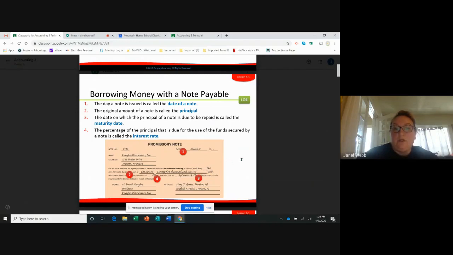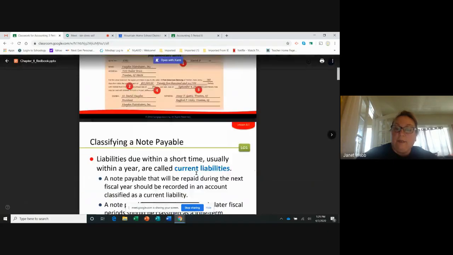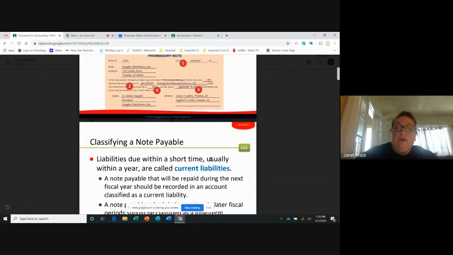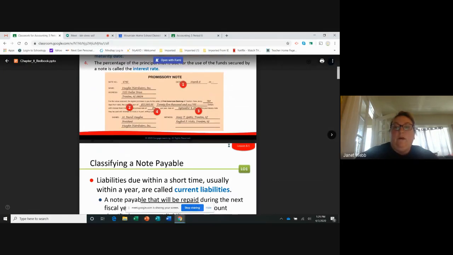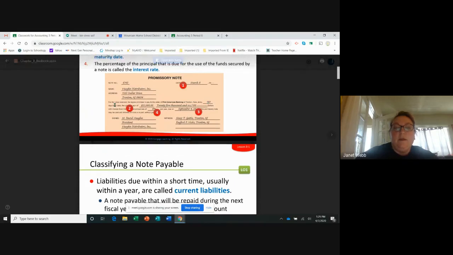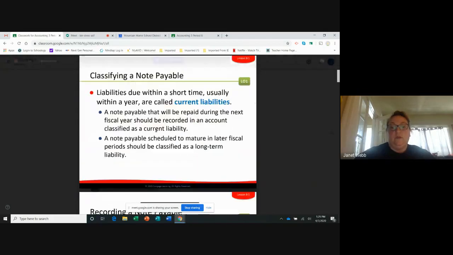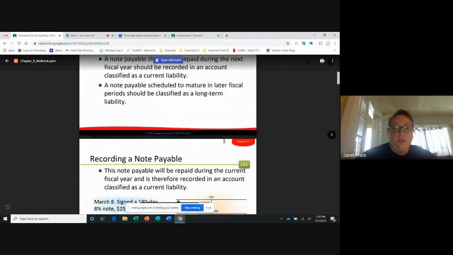We're going to use those, and they're going to be called current liabilities. So anything within a year, we call those current liabilities. So if this was to be like 2 years or 600 or 400 days, that would be more than a year. Those would not be considered current. Those would be considered long term. All right.